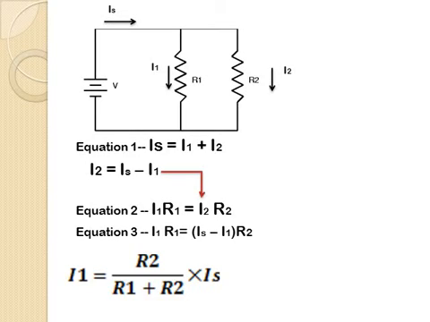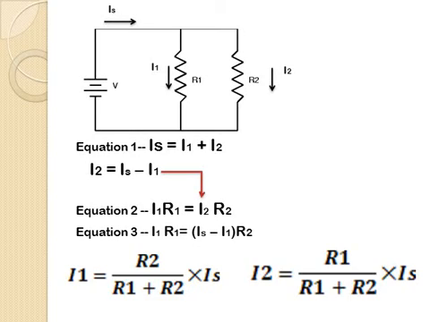We can also solve for I2, where we get I2 equals R1 over R1 plus R2 times IS. The only difference between the two equations is that I1 is proportional to R2 and I2 is proportional to R1.